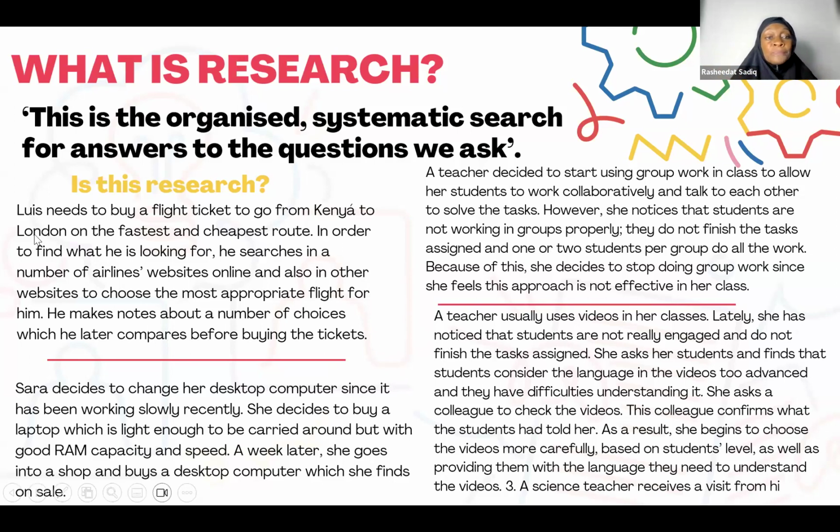So the first one, Louis needs to buy a flight ticket to go from Kenya to London on the fastest and cheapest route. In order to find what he's looking for, he searches in a number of airlines websites online and also in other websites to choose the most appropriate flight for him. He makes notes about a number of choices, which he later compares before buying the tickets. Okay, so that's the first one. So if you feel that that is research, please do put yes or no, if you don't, in the chats.